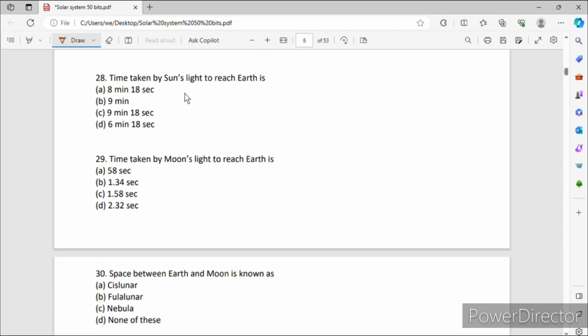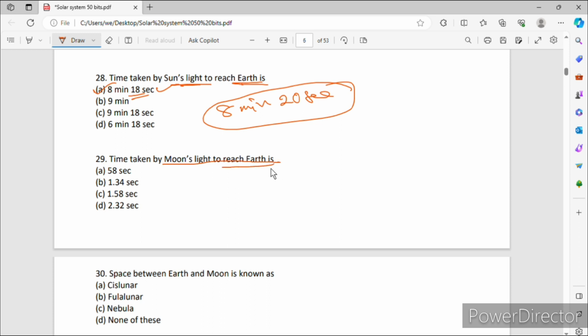Okay, next question, the time taken by the sun's light to reach the earth is dash, which is generally 8 minutes and 20 seconds. So here the answer is A. 8 minutes and 18 seconds is given, which is nearby, so that is the correct option. And next question, the time taken by the moon's light to reach the earth is 1.34 seconds. So here option B is correct.